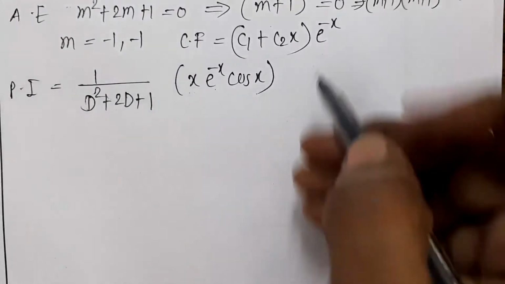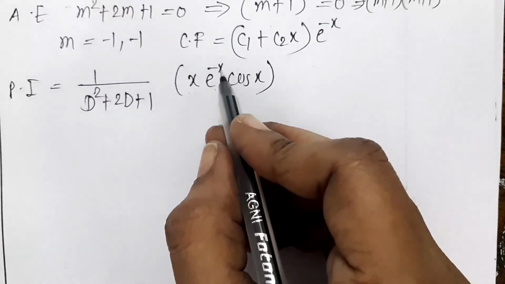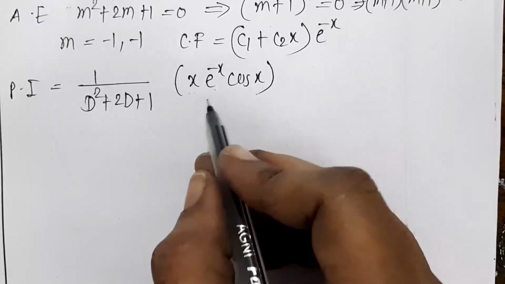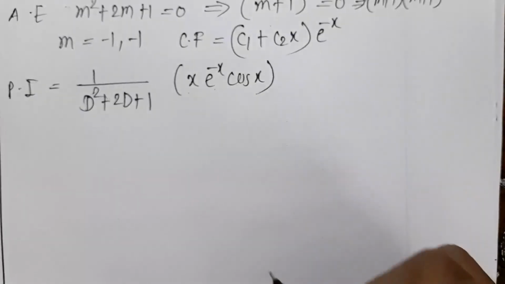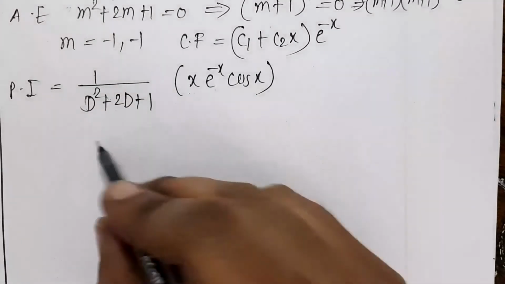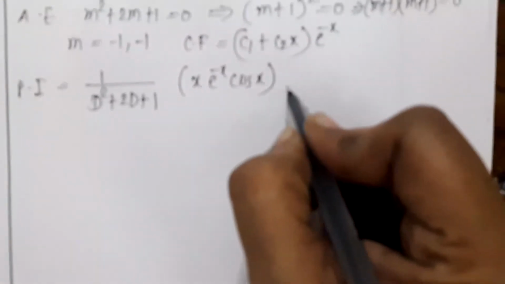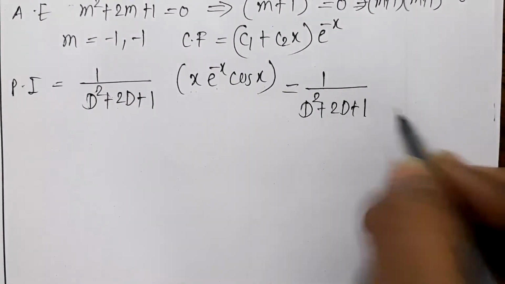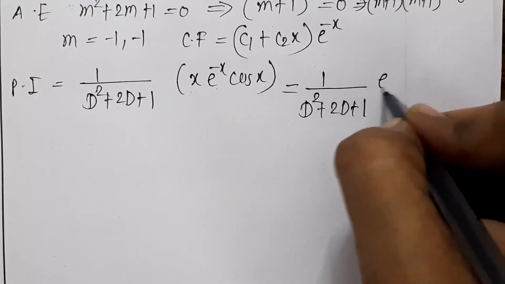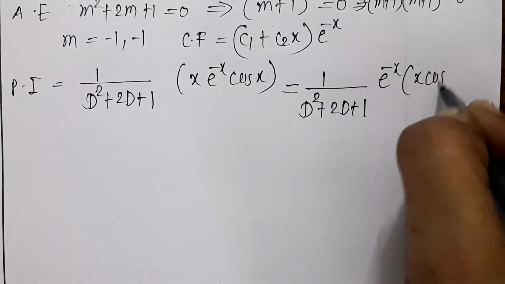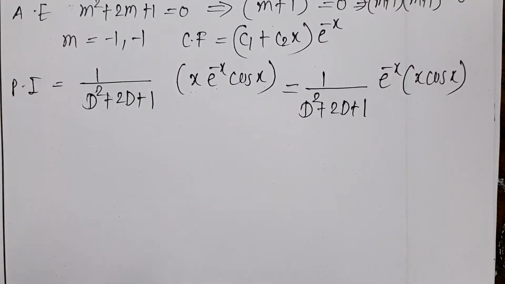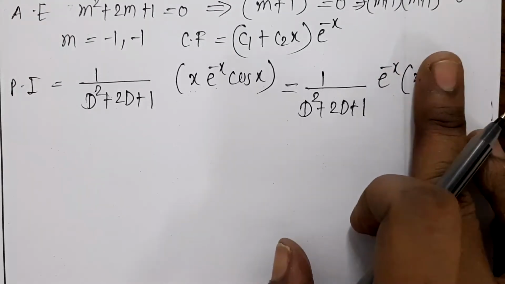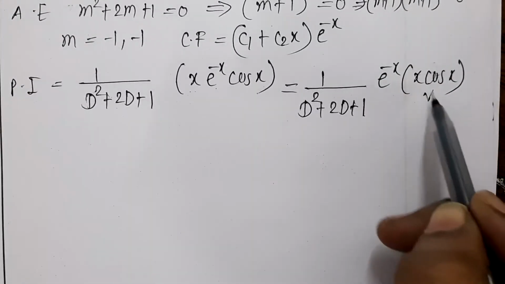So how to convert it? Either we can write it as e to the power minus x into x cos x, or we can write it as x multiplied by e to the power minus x into cos x. In both ways we can use the cases. So it is 1 upon (D square plus 2D plus 1). We can write it as e to the power minus x multiplied by x cos x. Now this is the first function and this is another function, e to the power ax multiplied by v. This is nothing but v, this function.